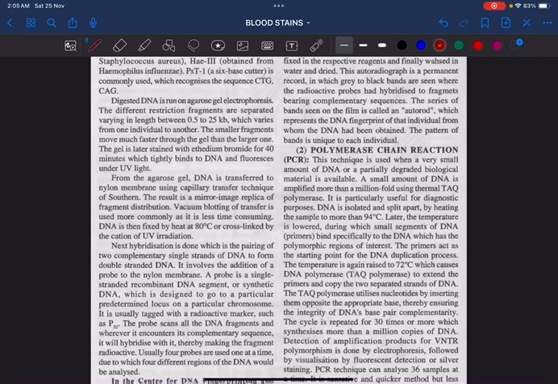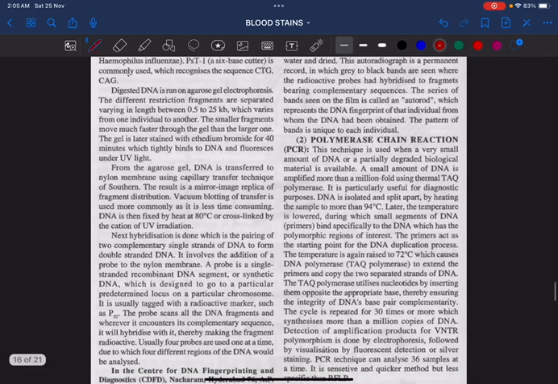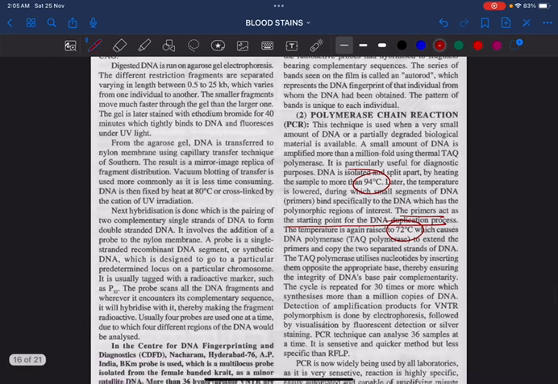This is done with the help of primers. The primers act as the starting point for the DNA duplication process. The initial temperature will be 94 degrees Celsius, then 72 degrees Celsius, and finally around 54 degrees Celsius. These are the three different temperatures of polymerase chain reaction.